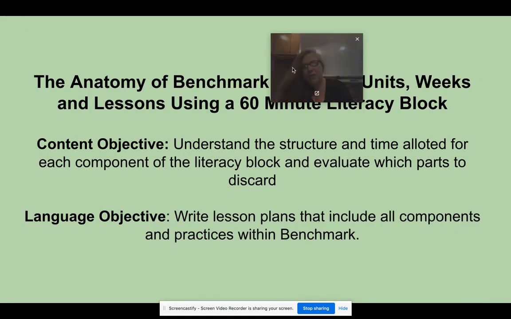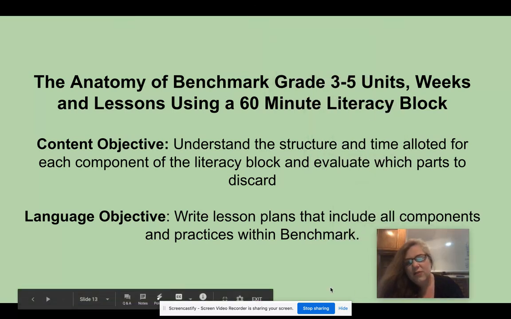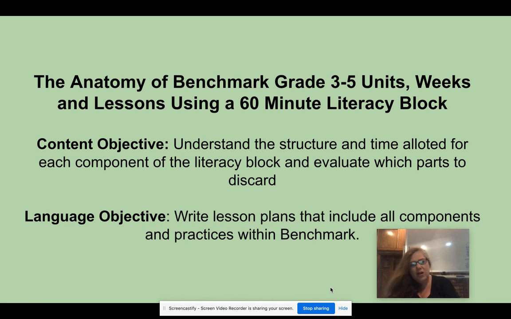All right, so I just want to review our objectives. The content objective was to understand the structure and time allotted for each component in the literacy block and to start evaluating what we might want to discard. So I hope you were able to do that. And then the other one was to write a lesson plan that includes all components and practices within the benchmark. So I hope also you were able to do a little bit of planning during this session.